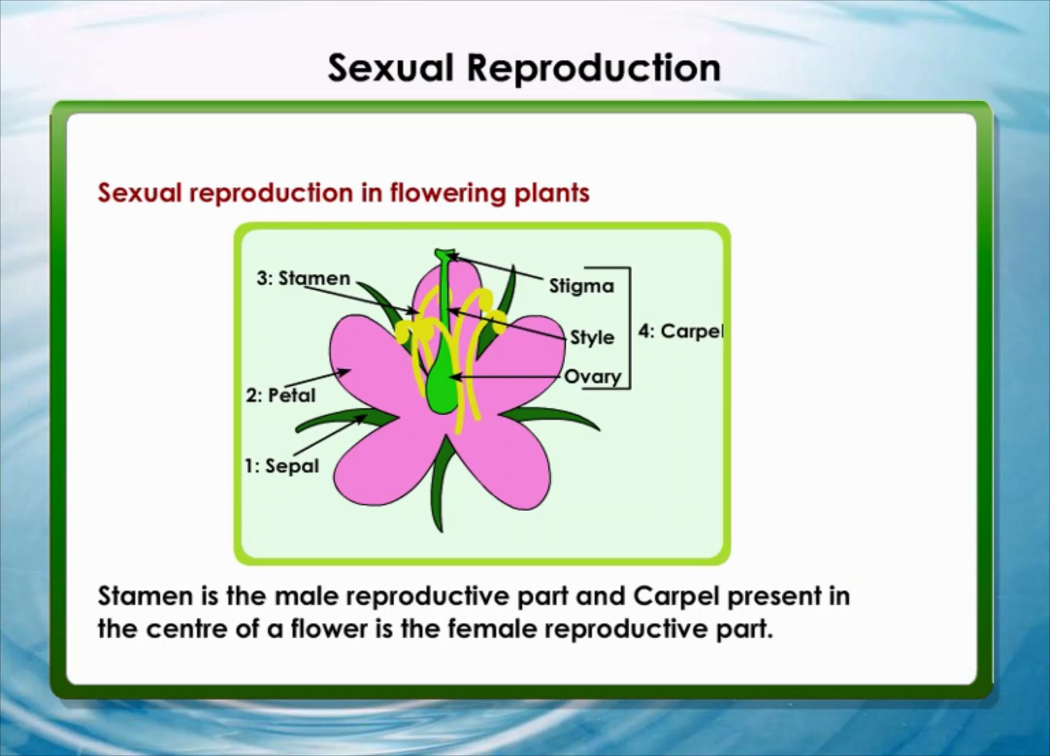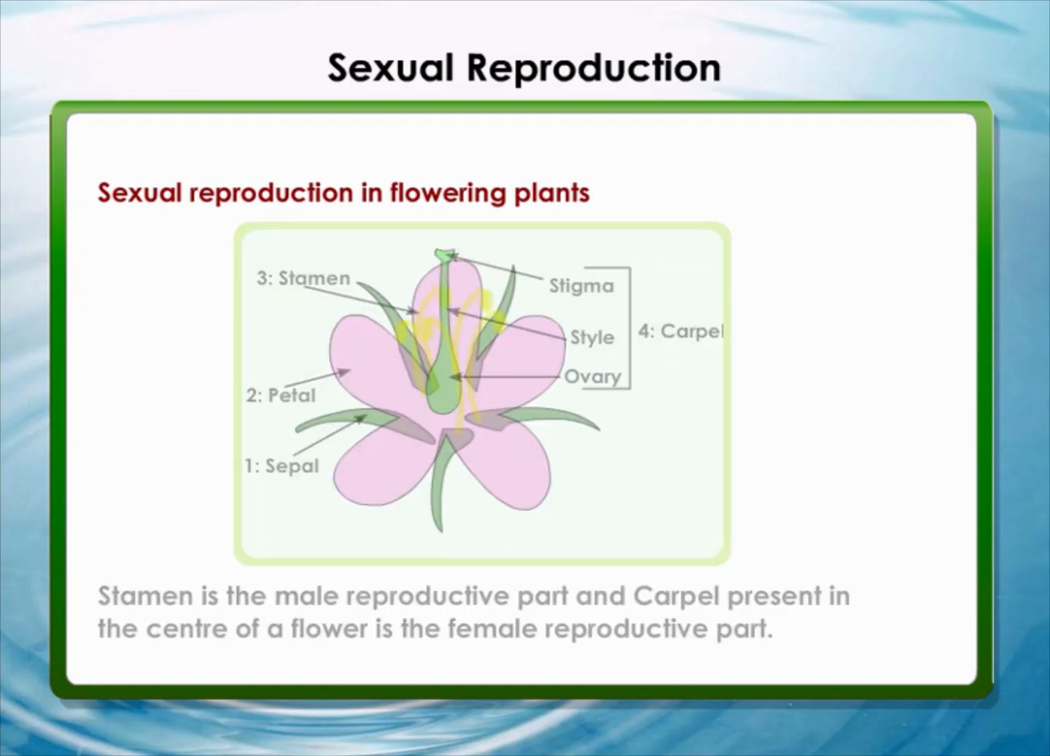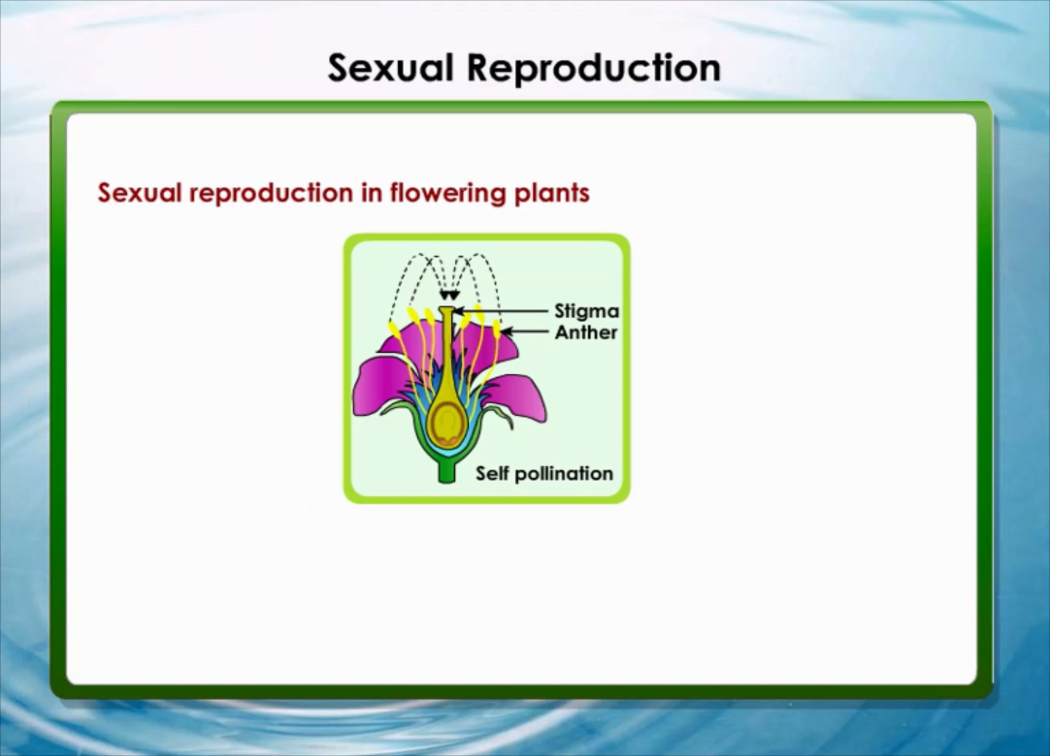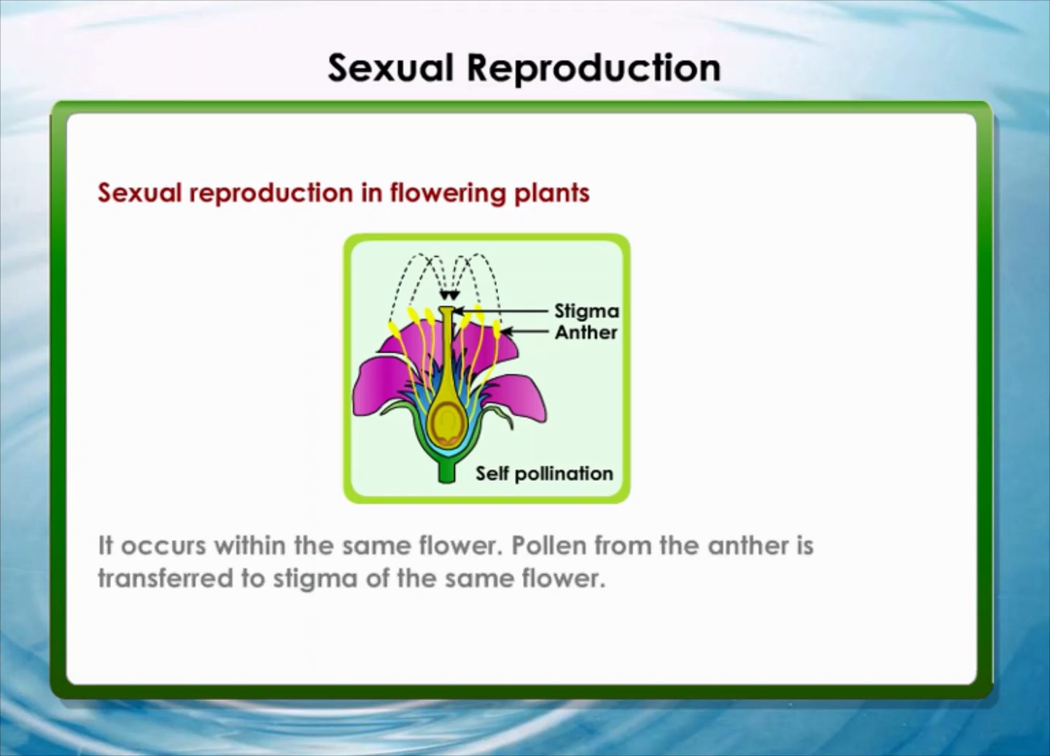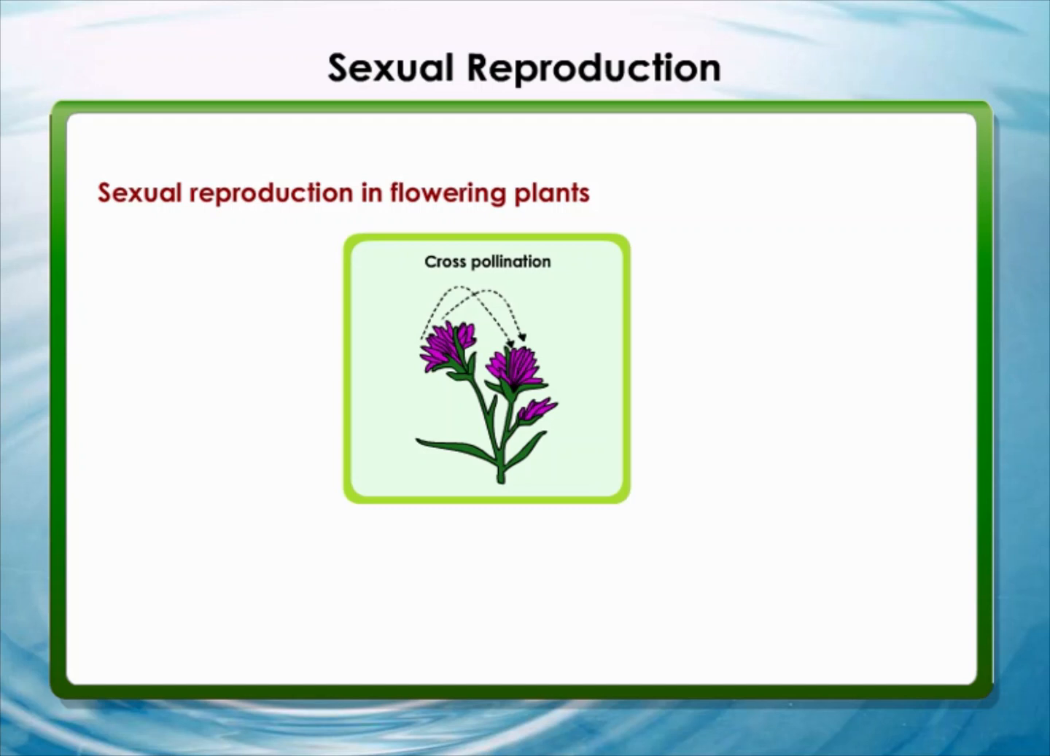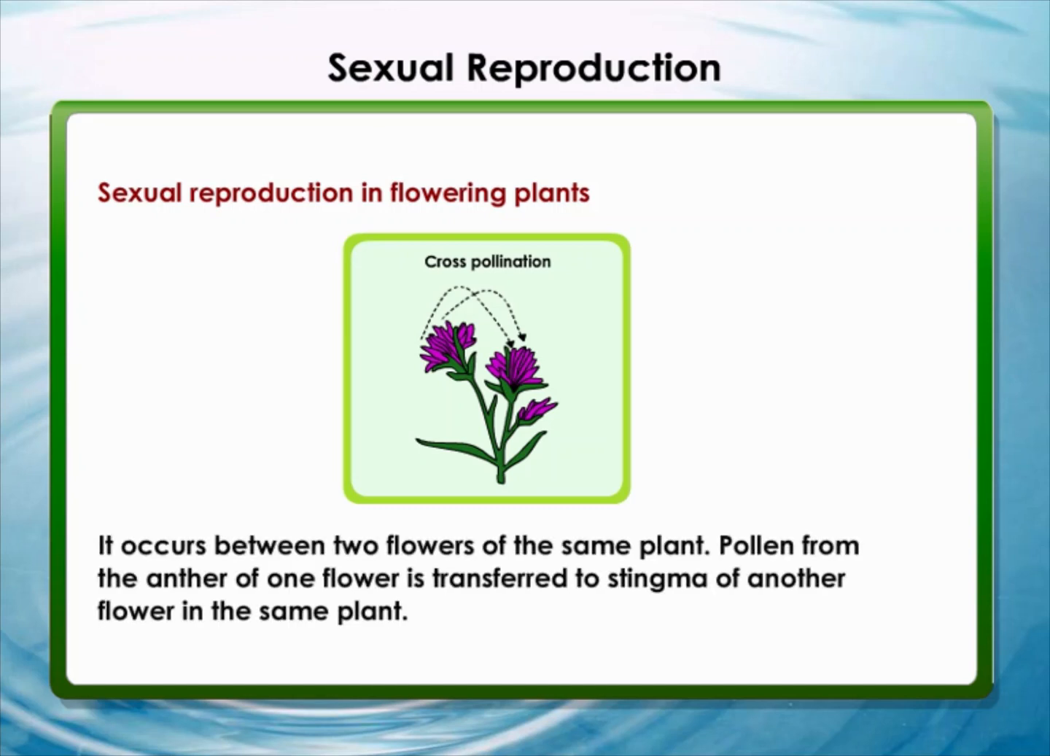The male germ cell produced by the pollen grain fuses with the female gametes present in the ovule. This fusion of the germ cells, or fertilization, gives us the zygote which is capable of growing into a new plant. Thus, the pollen needs to be transferred from the stamen to the stigma. If this transfer of pollen occurs in the same flower, it's referred to as self-pollination. On the other hand, if the pollen is transferred from one flower to another, it's known as cross-pollination. This transfer of pollen from one flower to another is achieved by agents like wind, water, or animals.